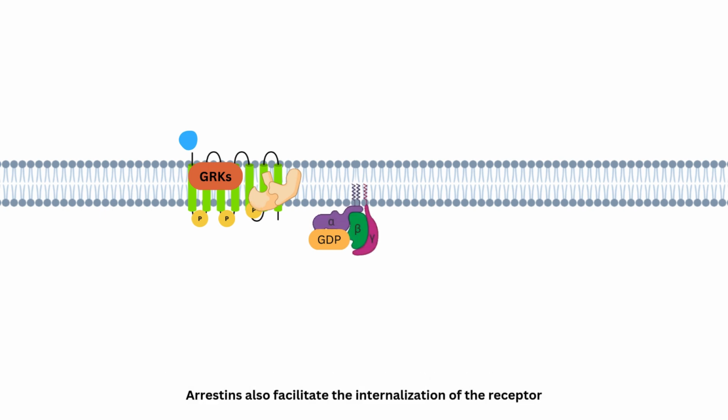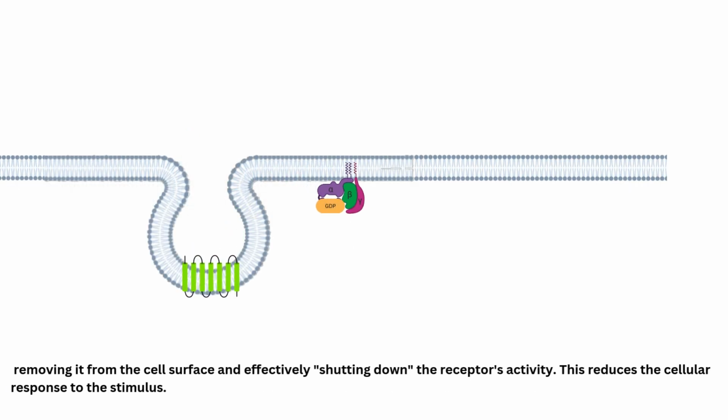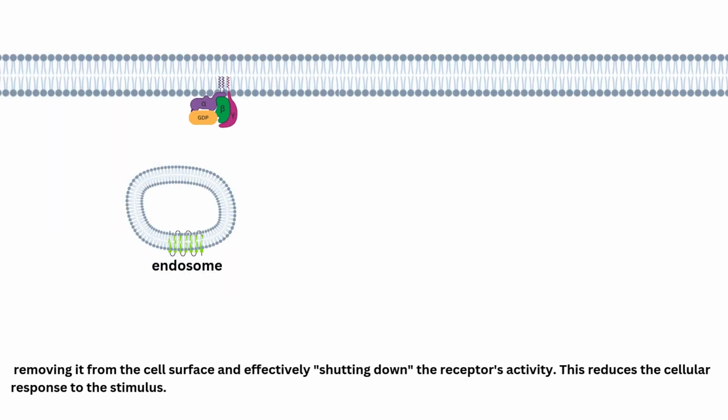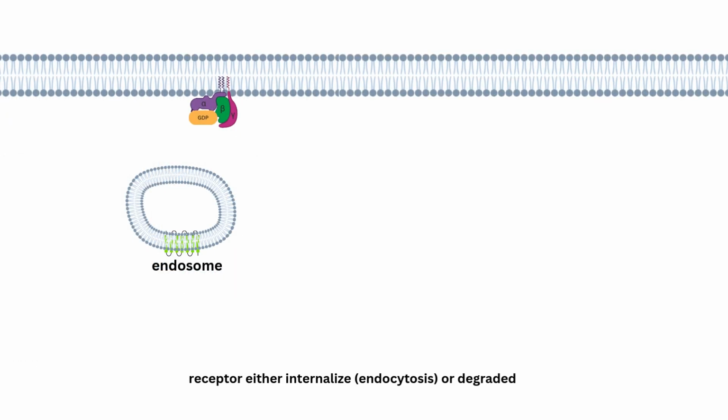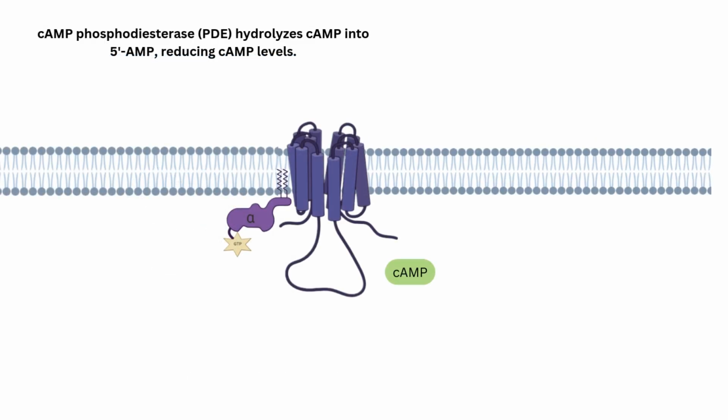Arrestins also facilitate the internalization of the receptor, removing it from the cell surface and effectively shutting down the receptor's activity. This reduces the cellular response to the stimulus. The receptor is either internalized, endocytosis, or degraded.